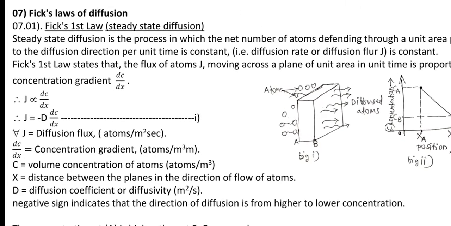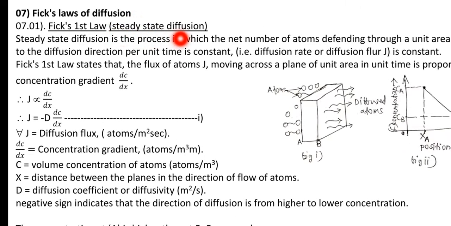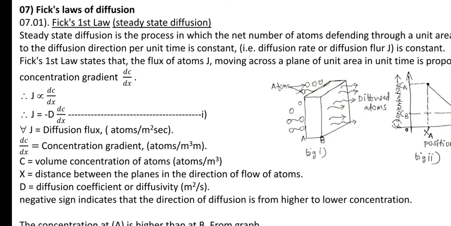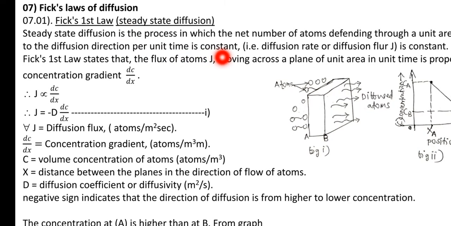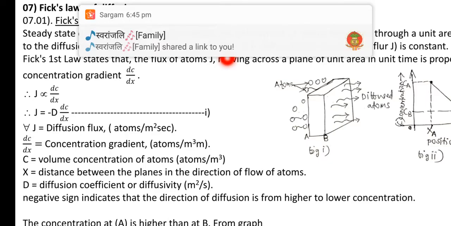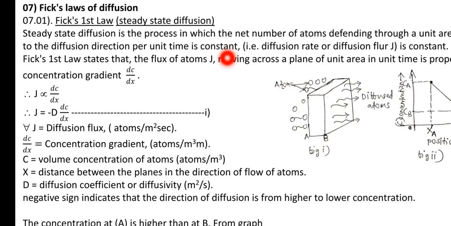Now Fick's law. This is also known as steady state diffusion. Steady state diffusion is the process in which the net number of atoms passing through a unit area perpendicular to the diffusion direction per unit time is constant. It means you consider the unit area, and the number of atoms passing through that unit area per unit time, that is per second, is constant every time. For example, at this instant 10 atoms are diffusing per second, so in the next second 10 atoms will be diffused.